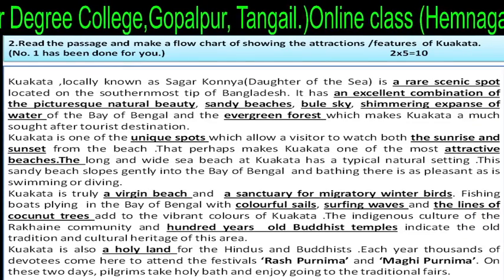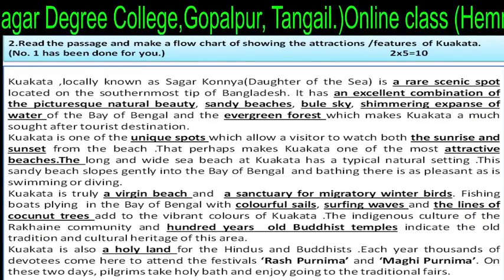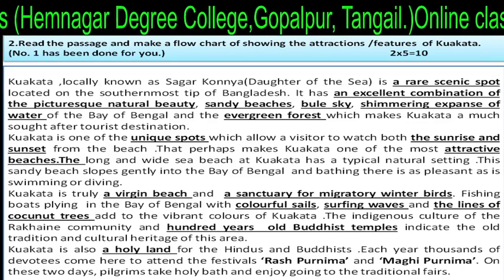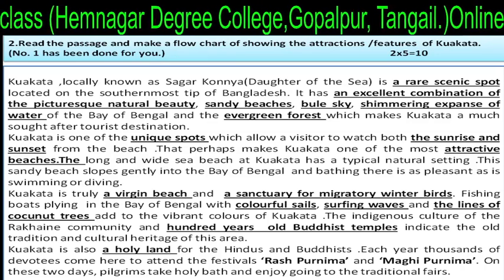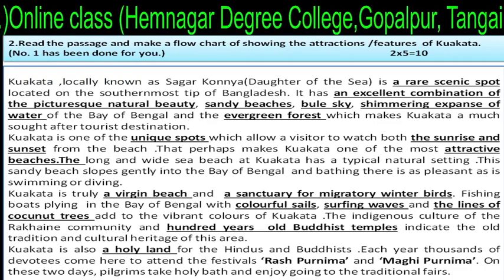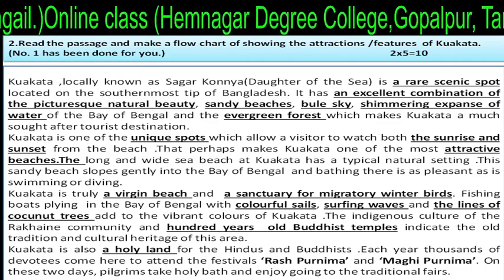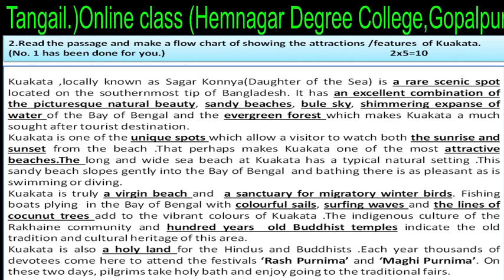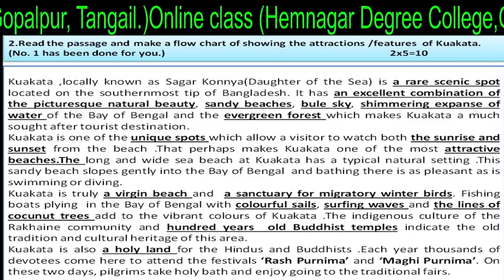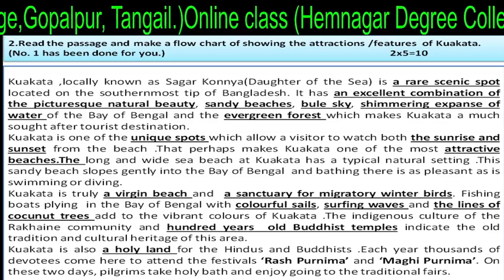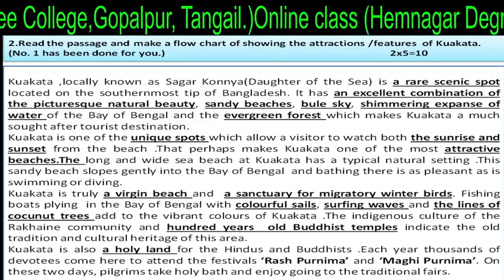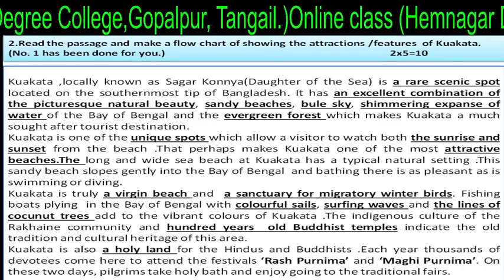Now let's practice another question for flowchart. Here you can see the passage about Kuakata. Now let's read out the question. Read the passage and make a flowchart showing the attractions or features of Kuakata. Number 1 has been done for you. That means you have to complete the flowchart using the features or characteristics or attractions of Kuakata. Here you can see some highlighted sentences or parts of sentences, and these will assist you to complete the flowchart.